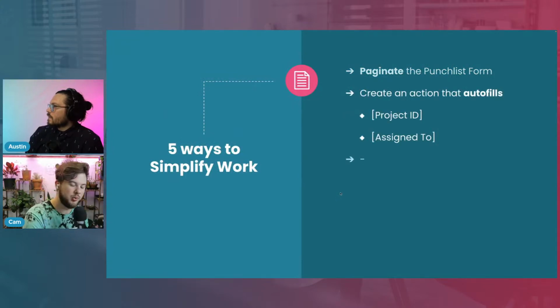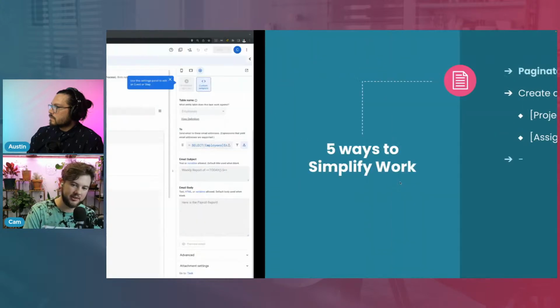Next is we want to do a link to form that will take them from the deck view of the projects into the punch list form. And when we do that, we want to also set the project ID and the assign to inside that form. So let's see how that's done.